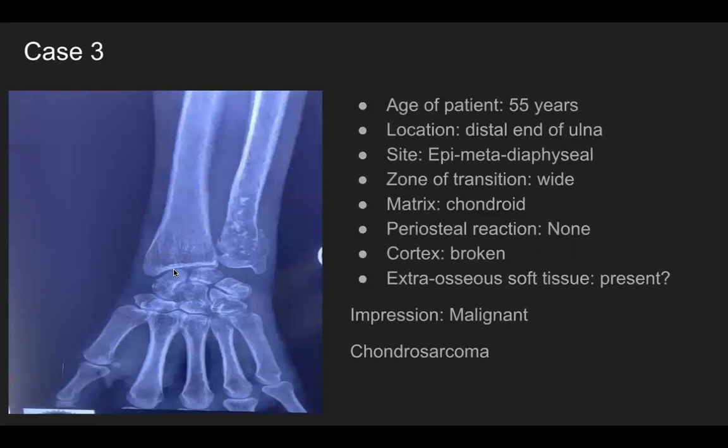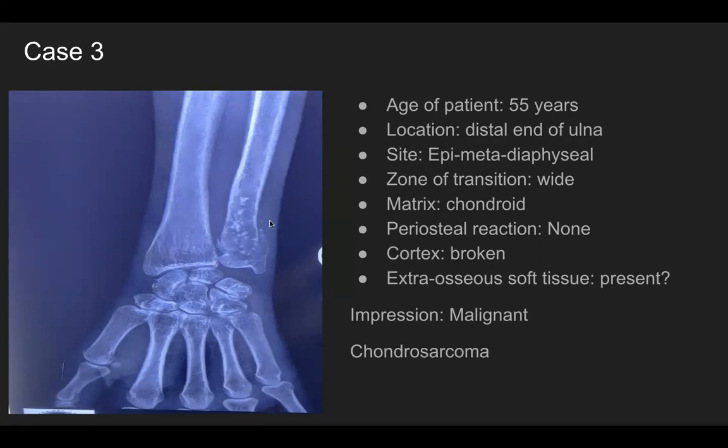Now, this is case 3. This is an X-ray from our own department in Patna. This was a 55-year-old patient, and she presented with a very lytic lesion in the distal end of the ulna. The lesion was involving the epiphysis, metaphysis, and diaphysis, and showed stippled internal calcification, which is typical of a chondroid matrix.